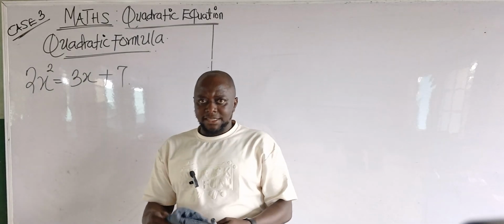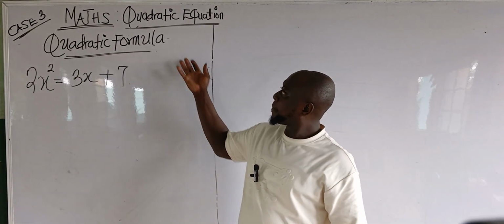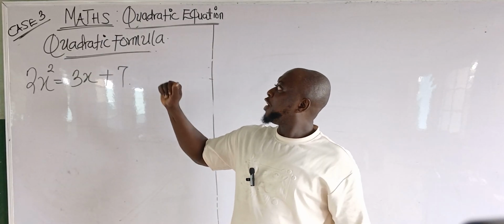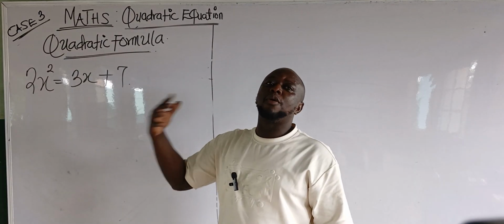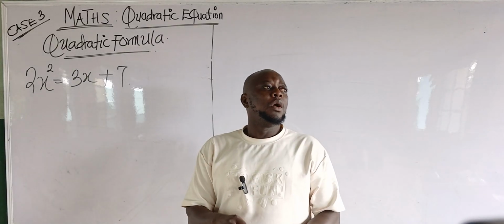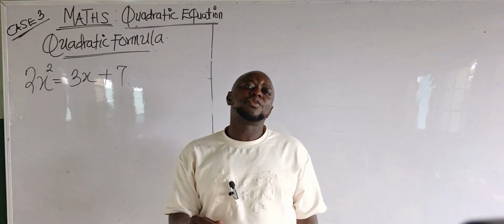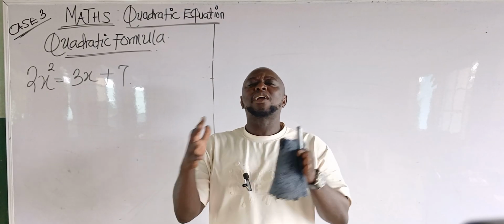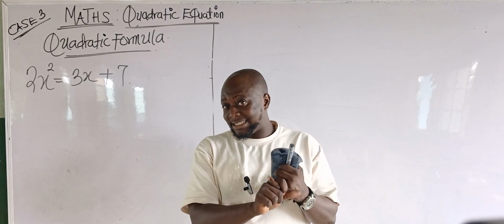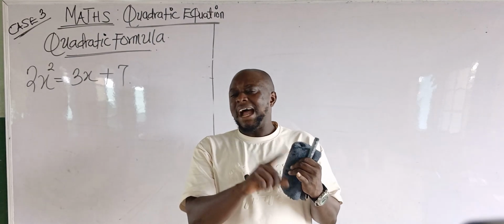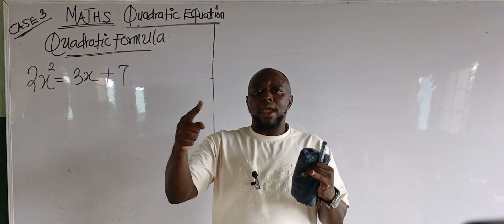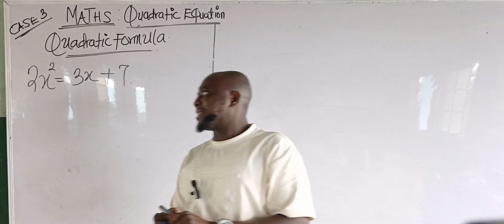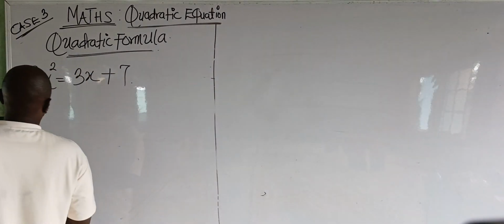With us, we are still discussing quadratic equations, in our case 3, where we are using the quadratic formula to solve quadratic equations. Note that the quadratic formula is also known as the almighty formula. It is called the almighty formula because it can solve any question that can be factorized, and also those you can solve using completing the square. So with this, let's provide a solution to this.